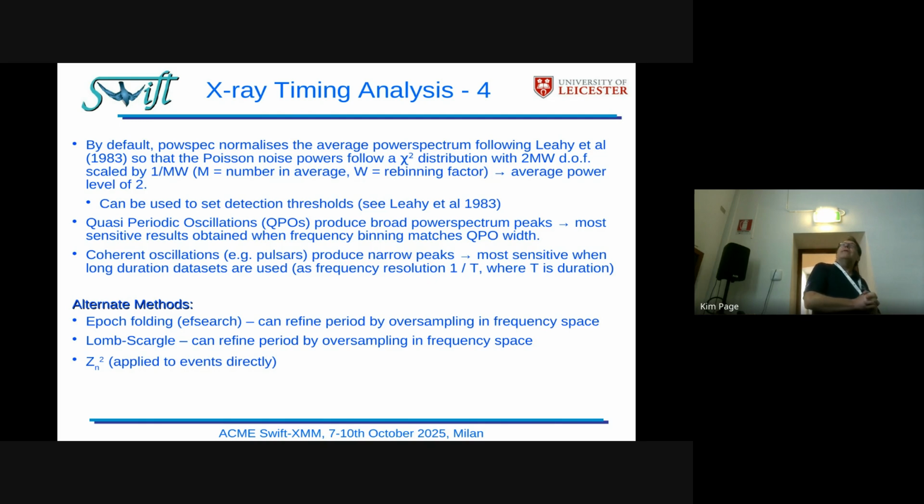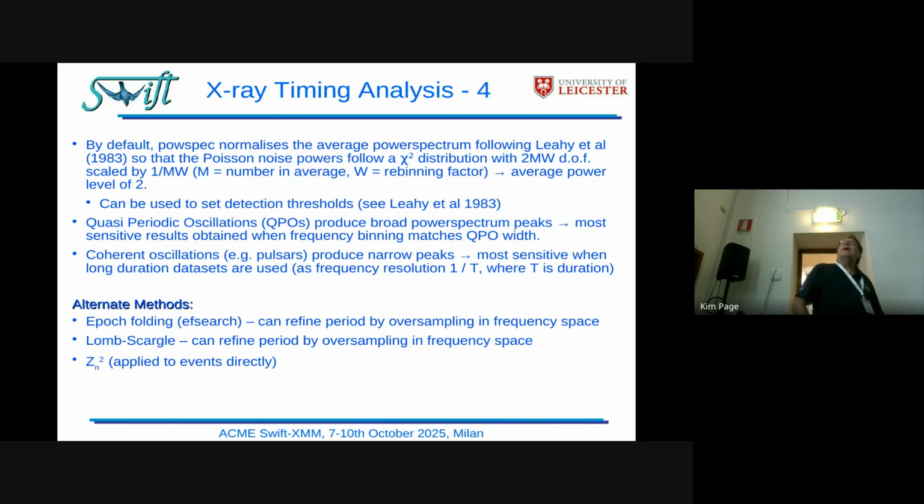But if you're looking for coherent oscillations like you would get from pulsars, you want to minimize the frequency bins. So you want the longest duration of continuous data that you can have, which then gives you the narrowest frequency bin. So there are different strategies when you're looking for periodicities.